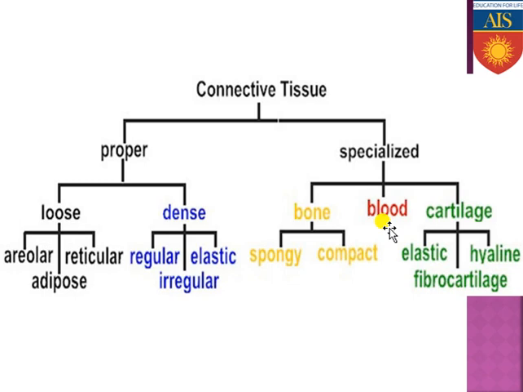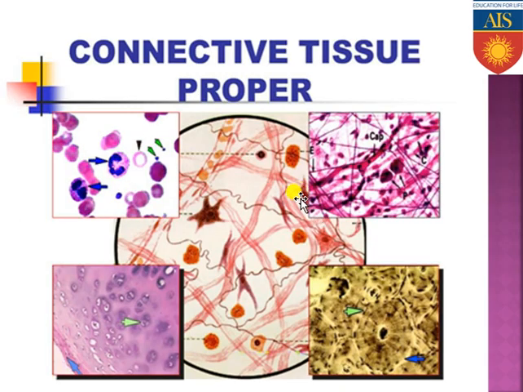For bone, there are two types: spongy bone and compact bone. Cartilage is also of three types: elastic, fibrocartilage and hyaline cartilage. Okay, now going to the next slide, we are starting with connective tissue proper, or the ideal connective tissue.